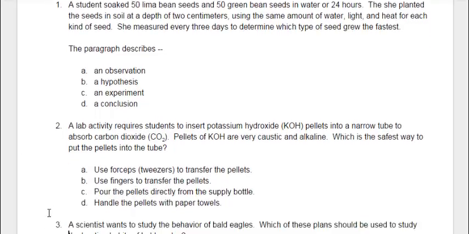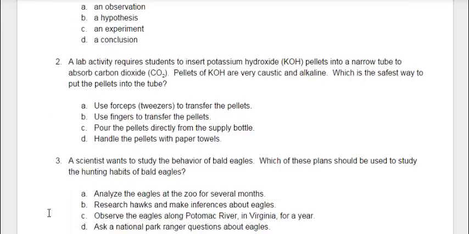Question 2. A lab activity requires students to insert potassium hydroxide, KOH, pellets into a narrow tube to absorb carbon dioxide, CO2. Pellets of KOH are very caustic and alkaline. Which is the safest way to put the pellets into the tube? A. Use a forceps, tweezers, to transfer the pellets. B. Use fingers to transfer the pellets. C. Pour pellets directly from the supply bottle. D. Handle the pellets with paper towels.